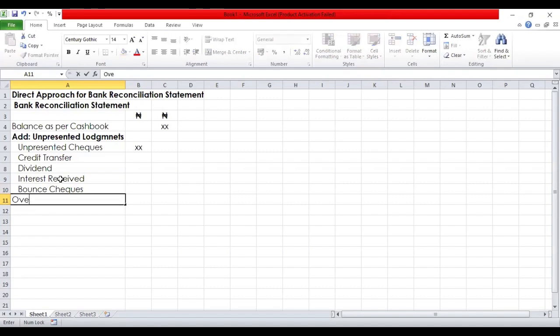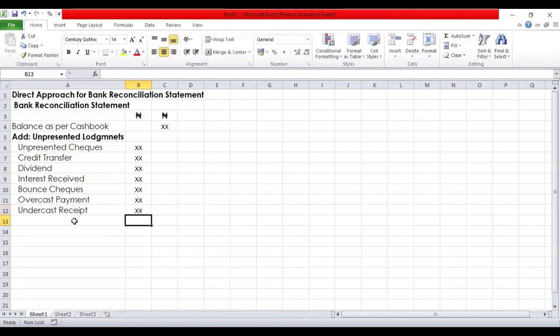Overcast payment. Undercast received. Other bank errors.